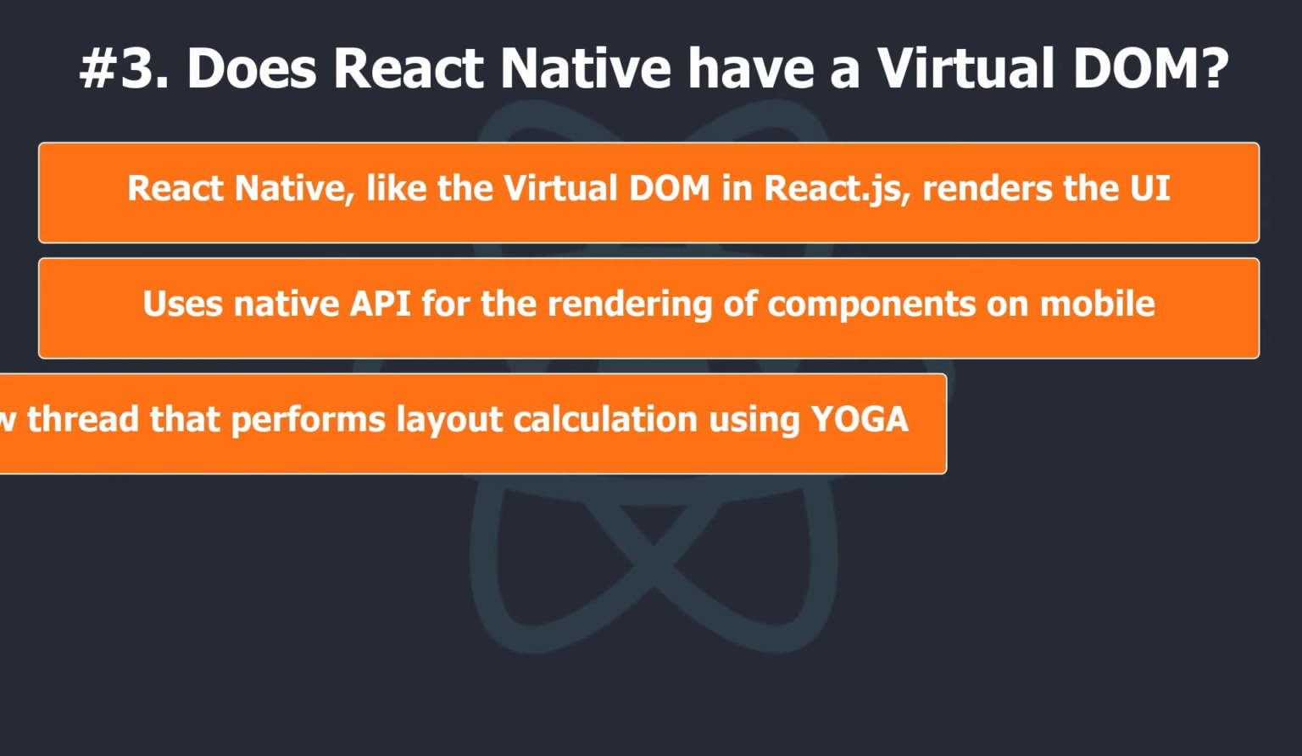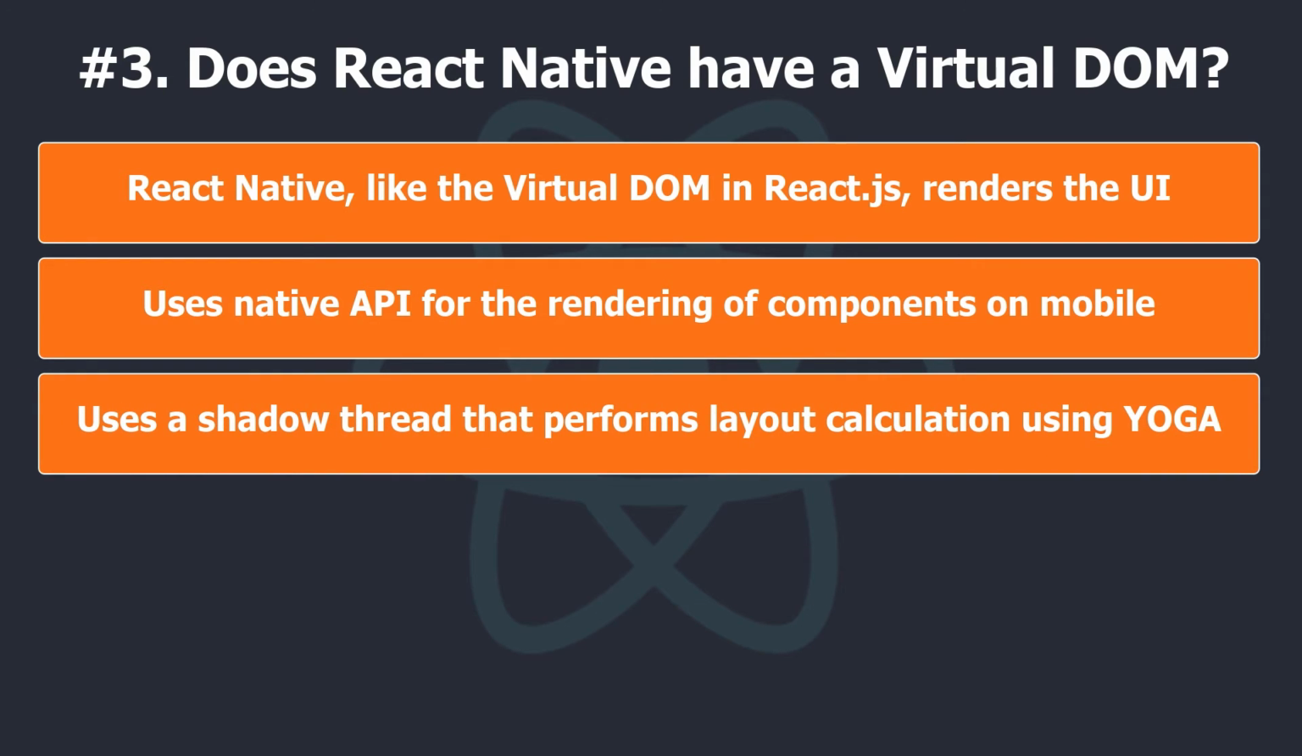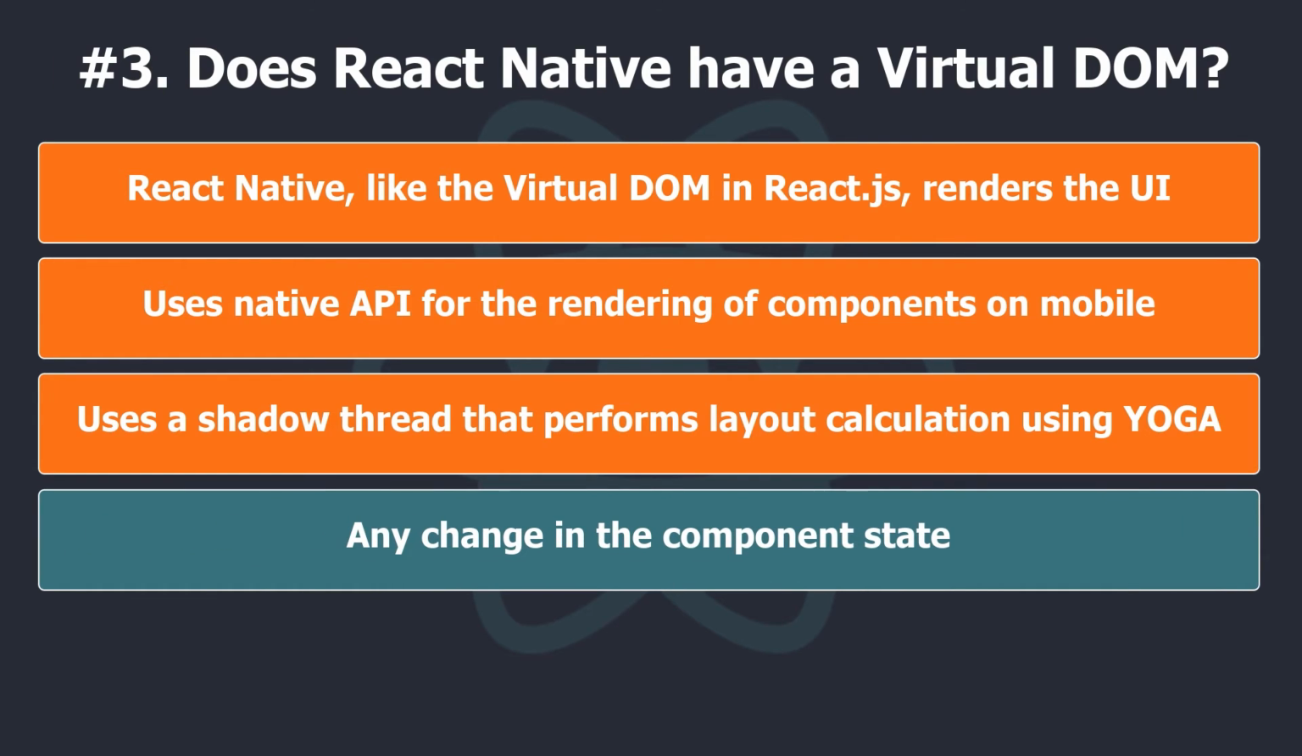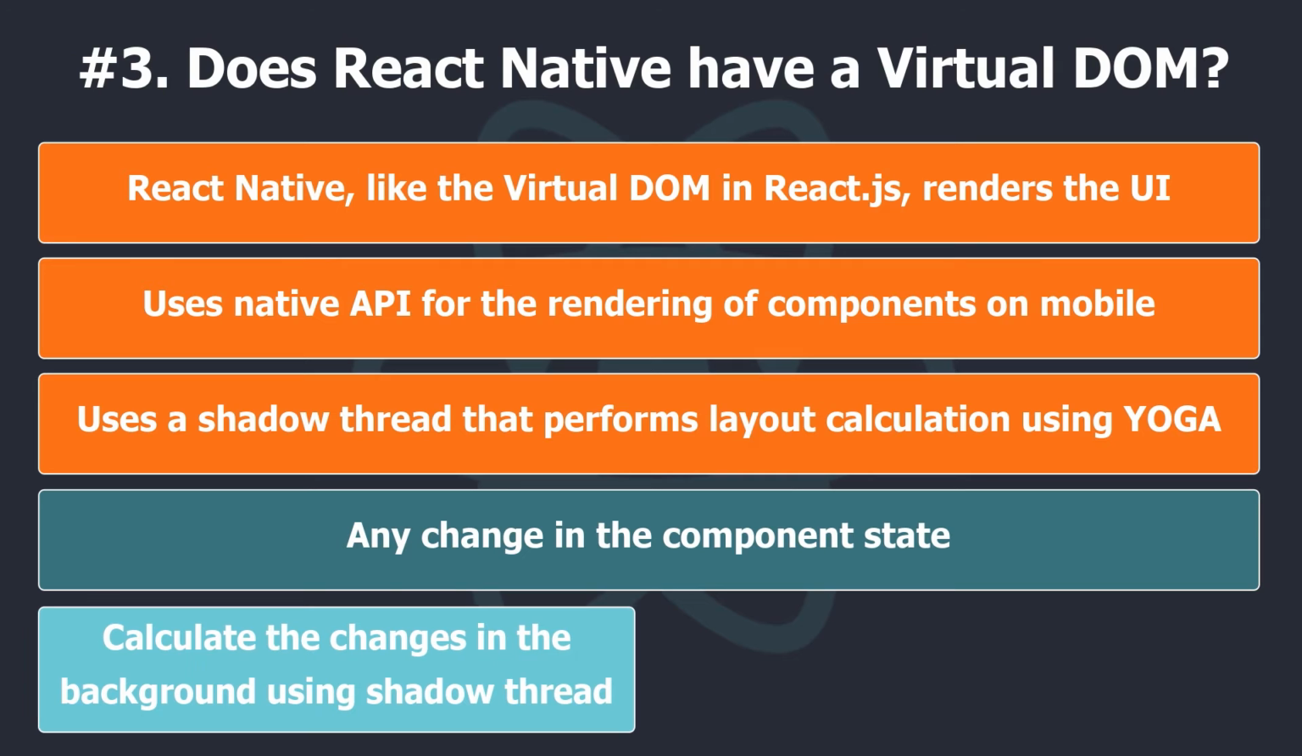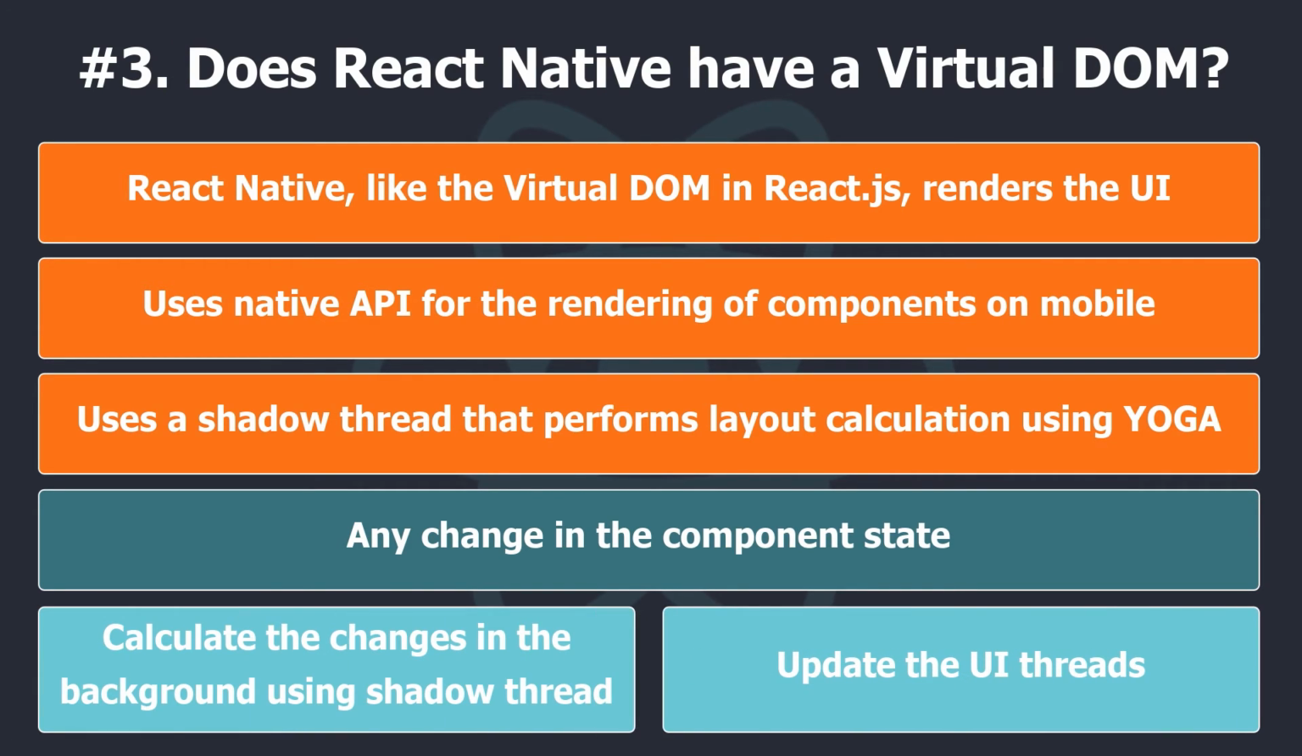React Native uses a shadow thread that performs layout calculation using Yoga. In case of any change in the component state, it will calculate the changes in the background using the shadow thread, then update the UI thread.